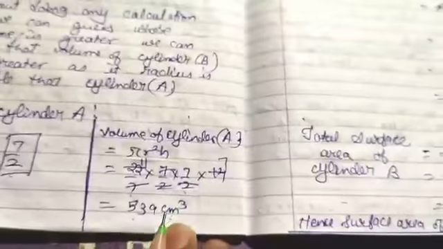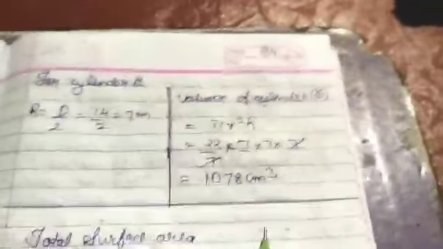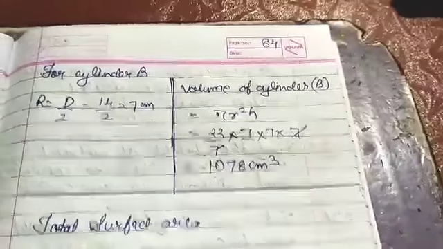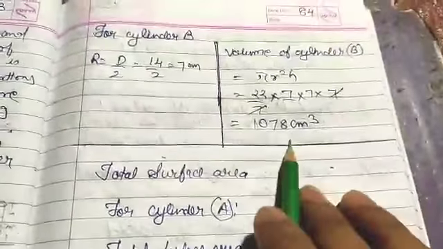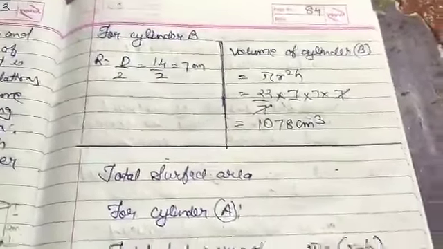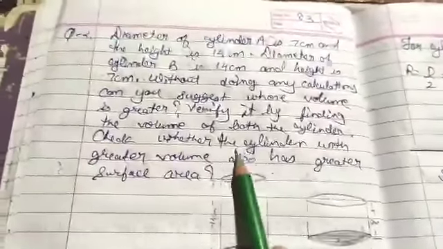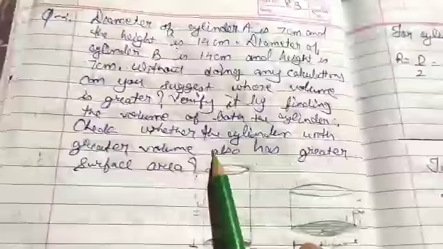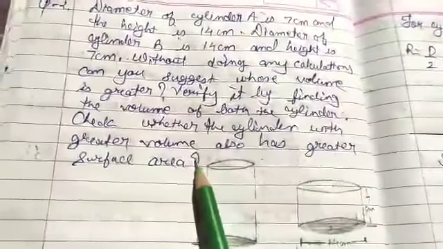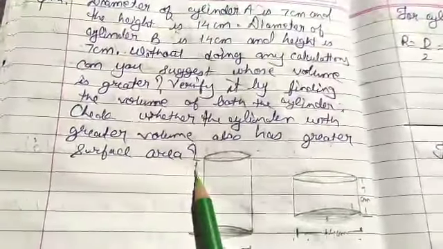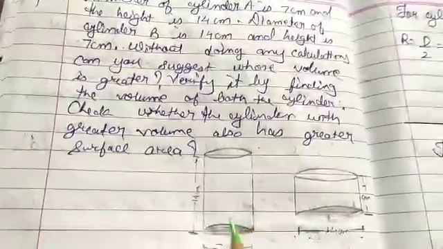Now from this we found that the volume of A is 539 and the volume of B is 1078. So we can say that the volume of cylinder B is more than the volume of cylinder A. Now, as they had asked, check whether the cylinder with a greater volume also has a greater surface area. That means we have to find the surface area of both the cylinders.